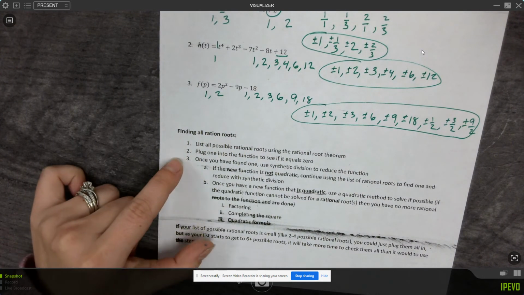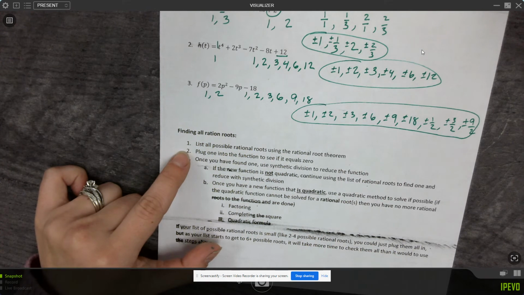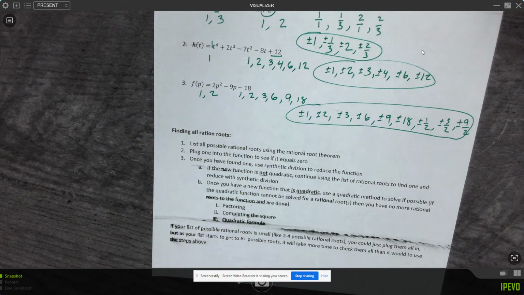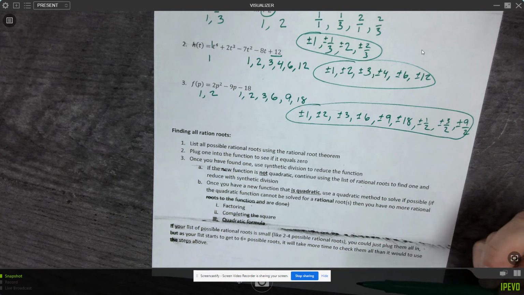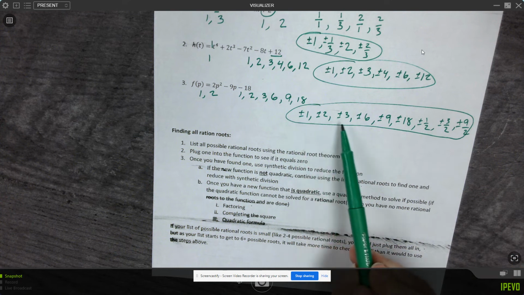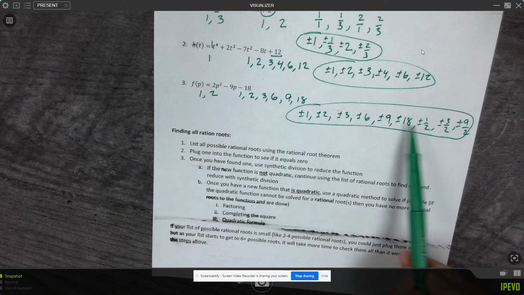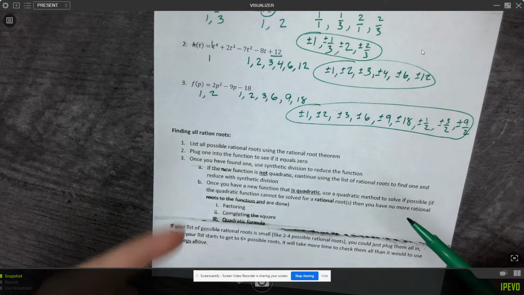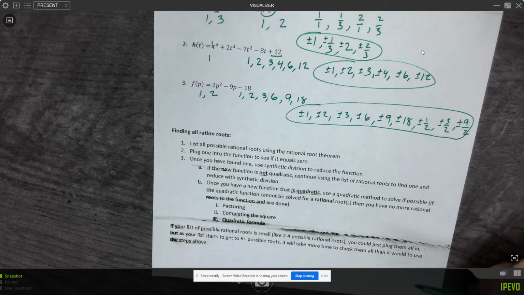So you might be thinking, okay, well, if I can just plug one number into the function and see if it equals 0, why don't I just do that with all my rational roots? Why don't I just do that with all of these numbers? But if you can learn how to do this well, for a list like this, it's going to take you a while. And my way, using synthetic division and possibly factoring later on, is actually going to be much faster.